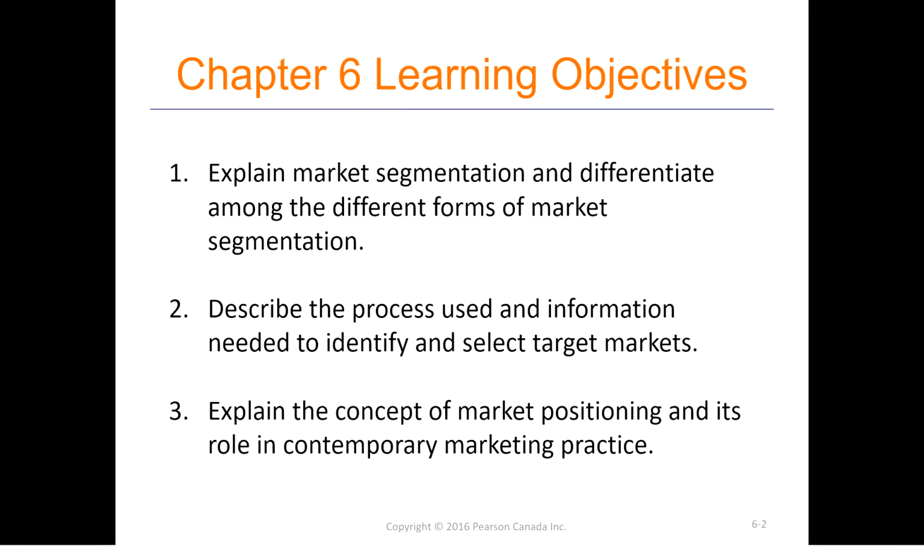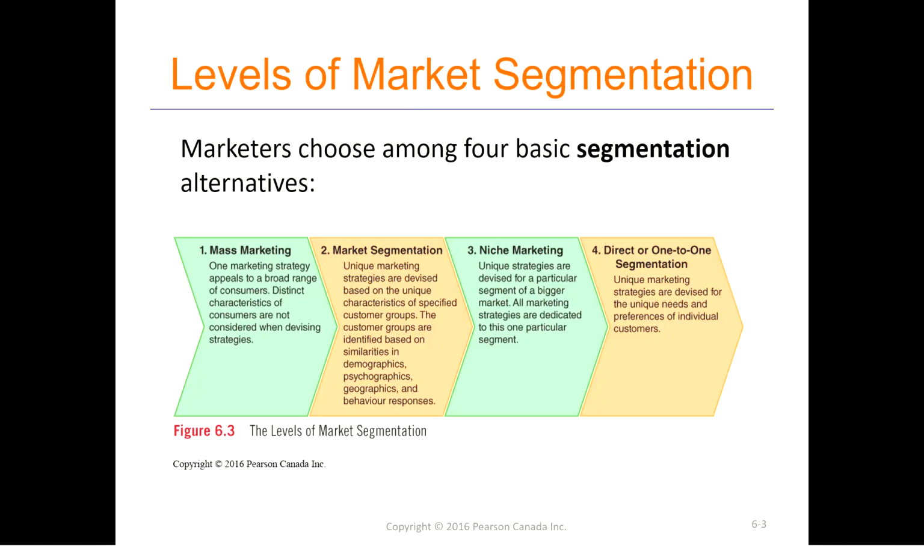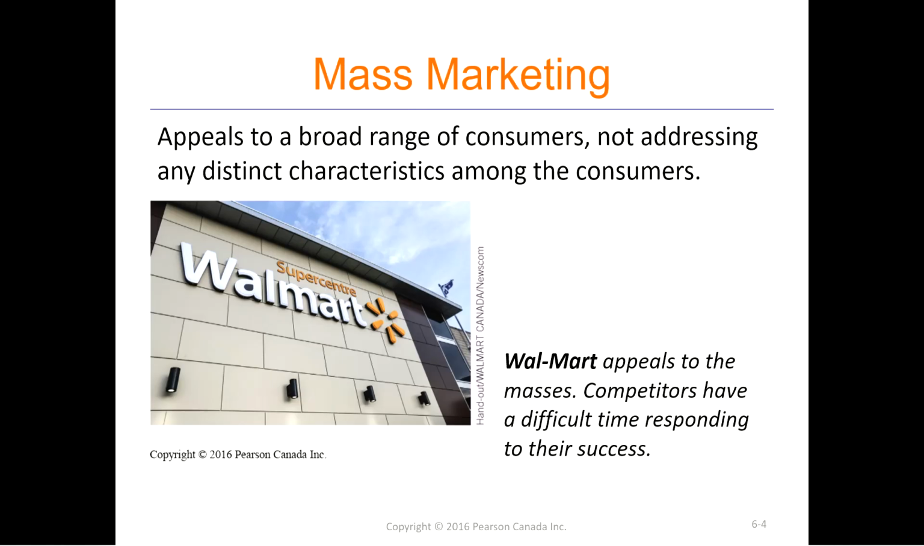So, Chapter 6, Learning Objectives. Explain market segmentation, describe the process, and explain the concept of marketing or market positioning. So the levels of market segmentation are the four that you have right there: mass marketing, market segmentation, niche marketing, and direct or one-to-one segmentation. So let's look at all four.